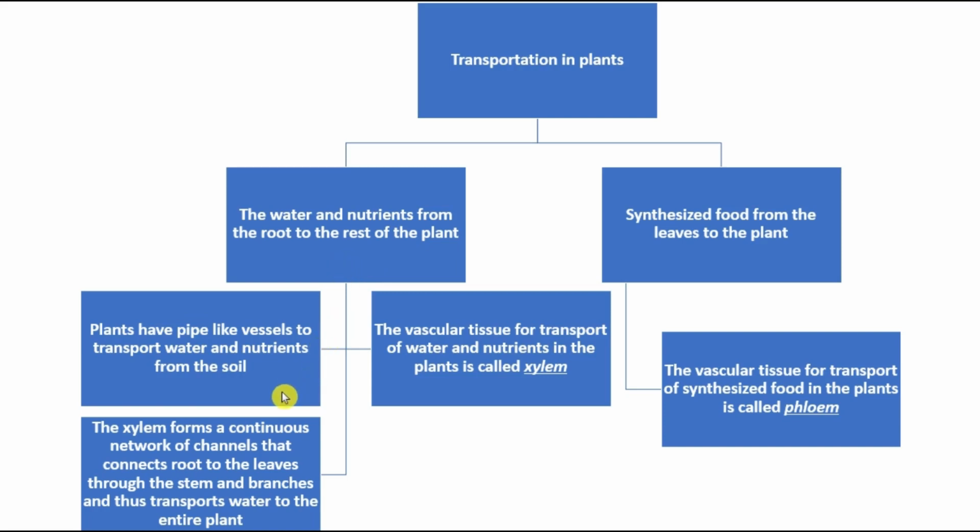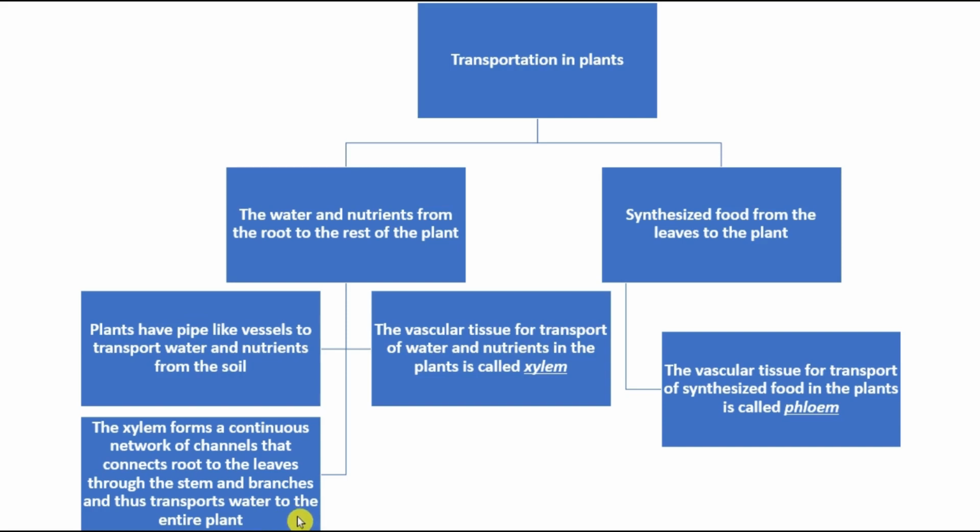So plants have pipe-like vessels to transport water and nutrients from the root to all parts of the plant. The vascular tissue for transport of water and nutrients in the plants is called xylem. Xylem forms a continuous network of channels that connects the roots to the leaves through the stem and branches, and thus transports the water to the entire plant.